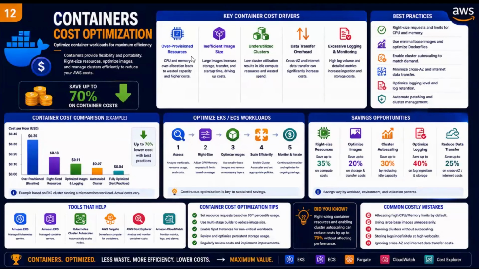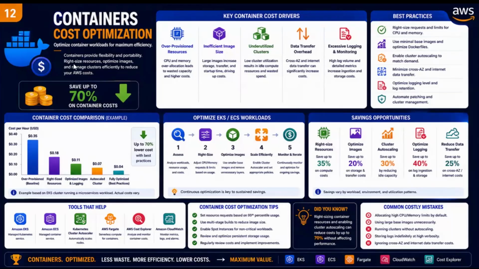Container cost optimization. These are also container optimization options. If you are running containerized workloads on EKS, ECS, or Fargate, this section is for you. A container environment can be incredibly efficient, but it can also generate significant waste if not properly managed. The potential saving is up to 70% on container cost.